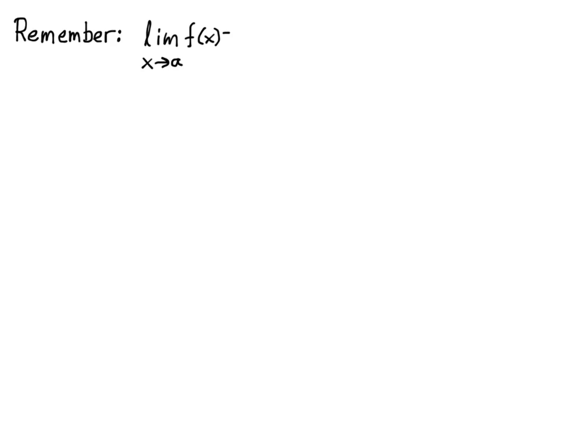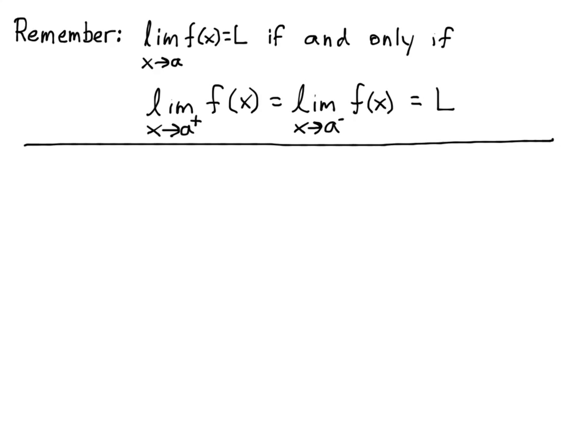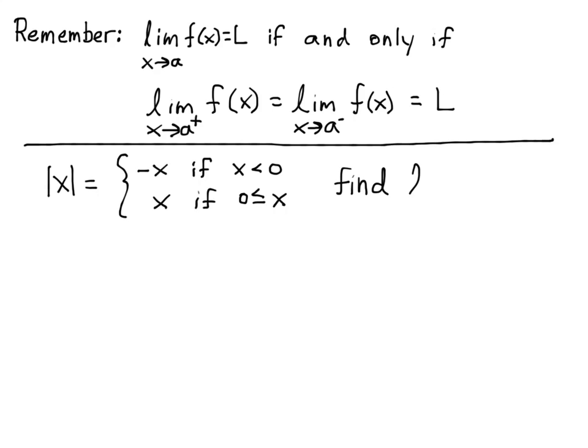Okay, so remember we went back to this definition of the limit, that the limit of a function exists only if the limit from the positive direction and from the negative direction are the same value. So the right-hand limit and the left-hand limit have to be the same thing in order for that one limit to exist. So now let's look at the function, the absolute value of x.